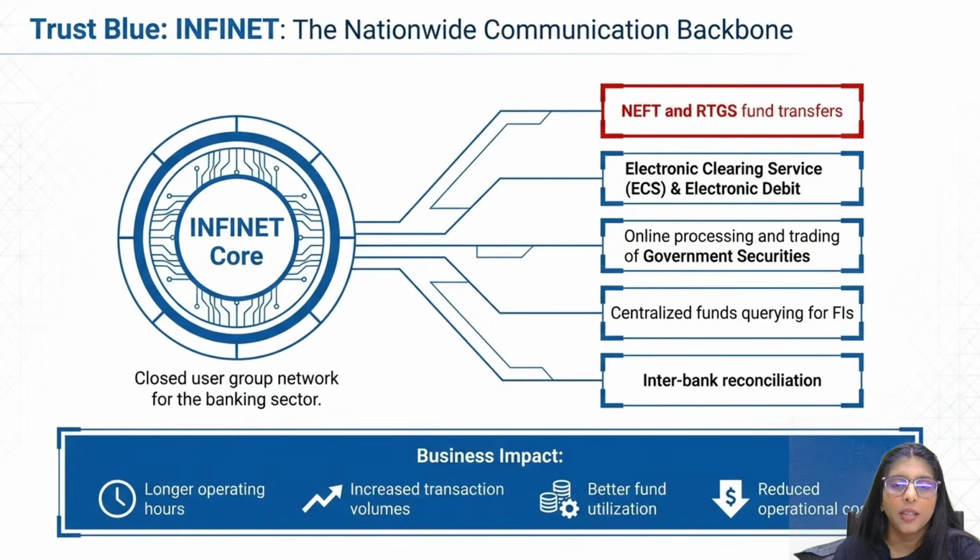INFINET, the national communication backbone. INFINET is the core, basically. It's the highway. It's the core component, explained with a road analogy. It is the main communication backbone of Indian banking, connecting banks, ATMs, and institutions across the country. It is like a national highway connecting the systems.